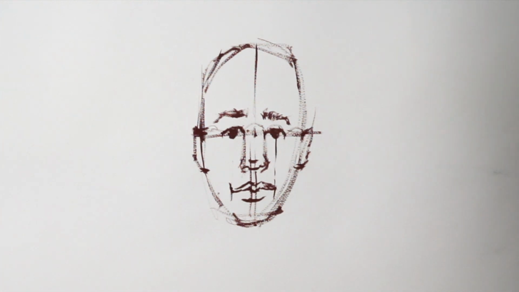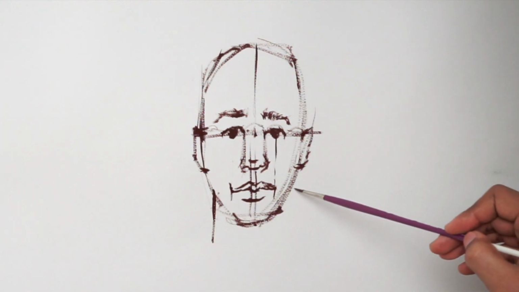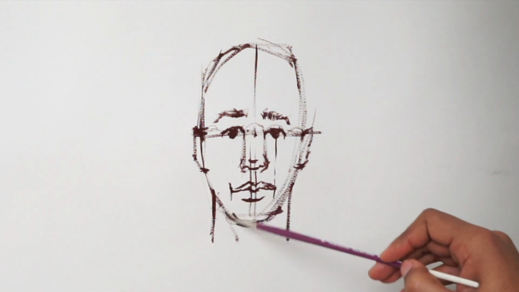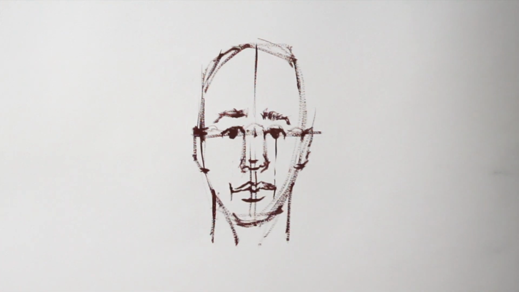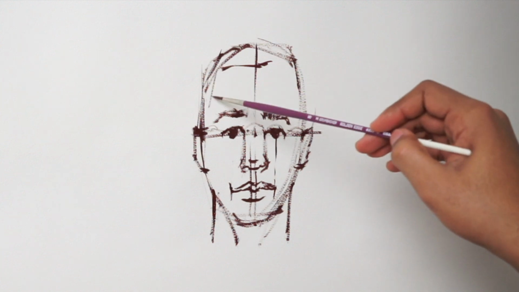And lastly, we're going to be putting in the neck, which is placed right underneath the jaw. It doesn't come from the ear, and it doesn't come from anywhere near the chin. It's right underneath the jaw where you see that kind of taper in from the side of the ear to the jaw.